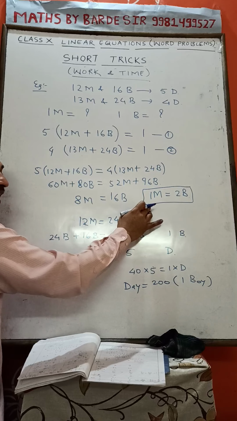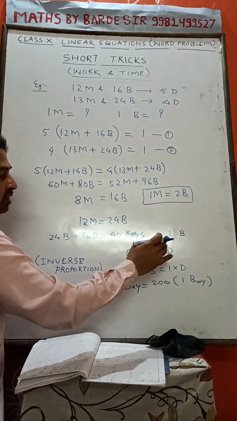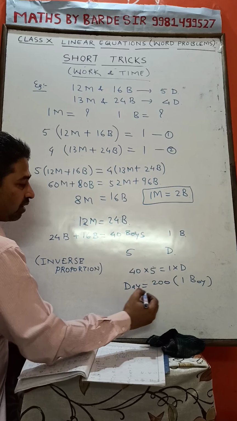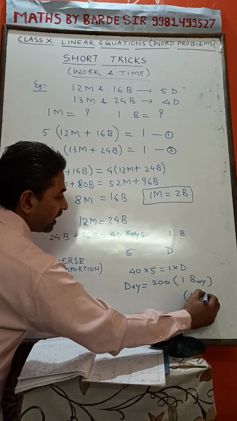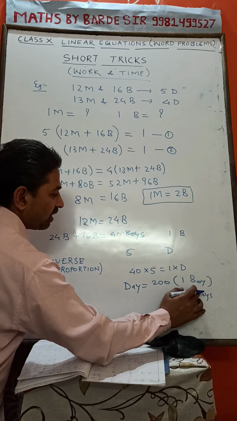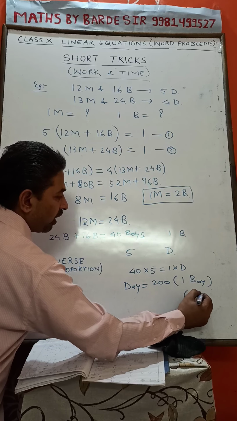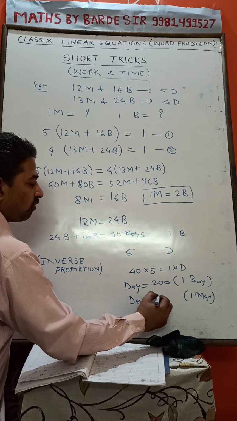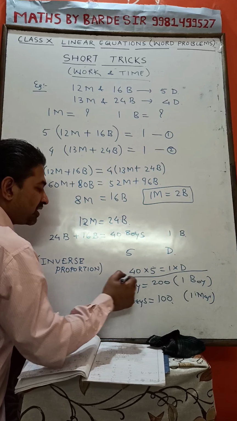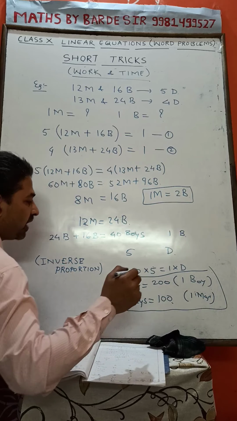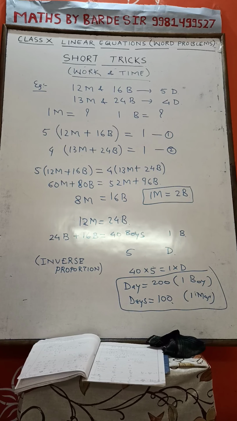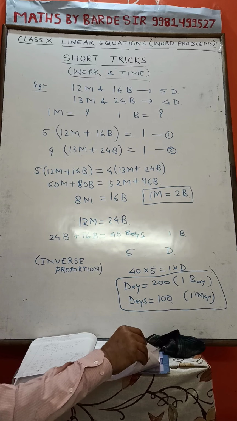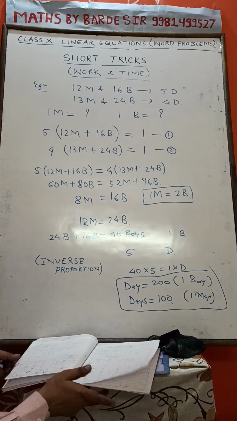Now see, 1 boy is equivalent to half of a man. Okay, 2 boys are equal to one man, so the number of days for a man will be half of that. 1 man, number of days will be equal to 100. So very simple, your answer is 200 days and 100 days. One boy will complete the work in 200 days and one man will complete the work in 100 days.